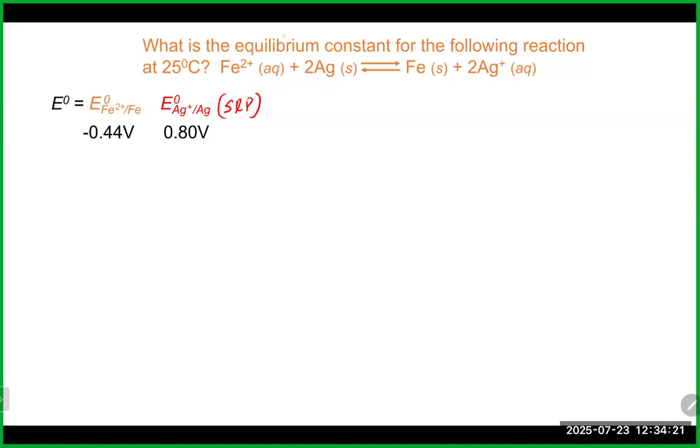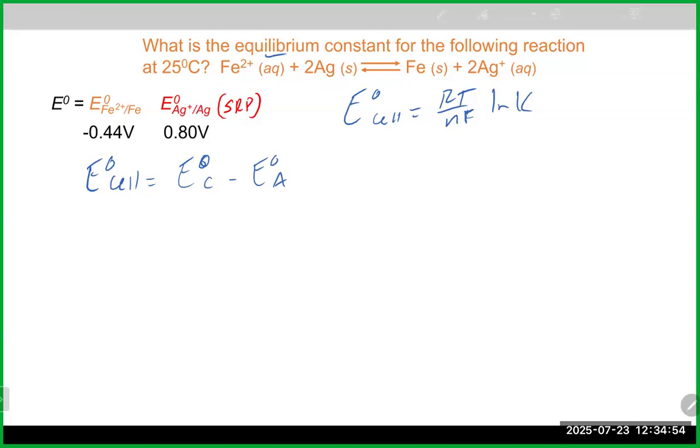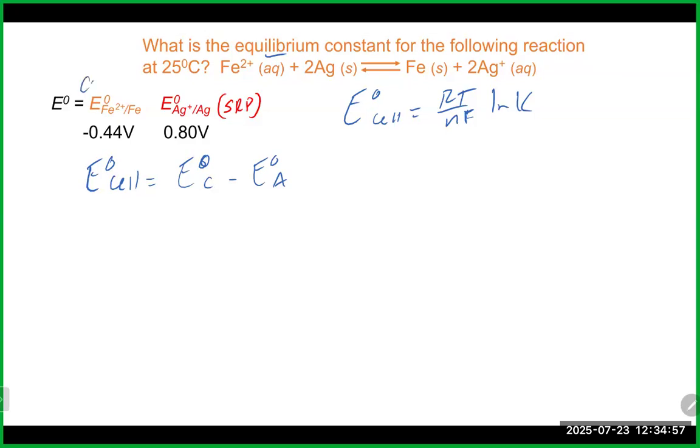So obviously here we're looking for the equilibrium constant. So E of the cell equals RT over nF times the natural log of K is our formula here. So we'll start with E of the cell, which is our cathode minus my anode, so I'm not going to change any signs. I do want to identify which one is my cathode. And in this particular case, the iron is my cathode.